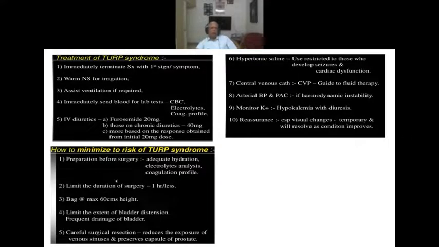So how to minimize the risk of TURP syndrome? Before surgery, the patient should be adequately hydrated. You have to check the electrolyte and coagulation profile and limit the duration of surgery to 1 hour or less. And the height of the irrigation fluid should be less than 60 centimeters. Limit the extent of bladder distension. The surgeon should frequently evacuate the bladder without distending it too much. And careful surgical resection without exposing the venous sinuses.